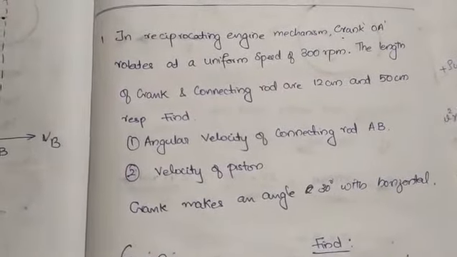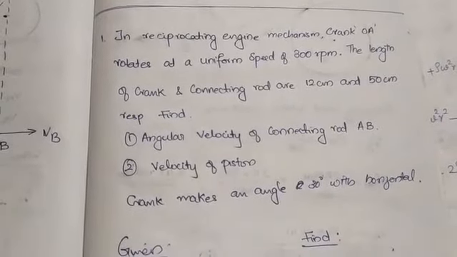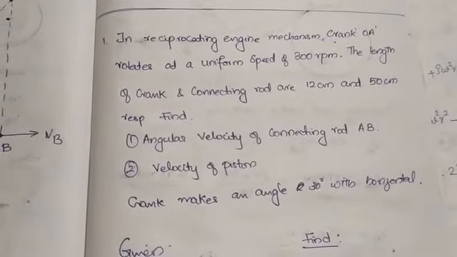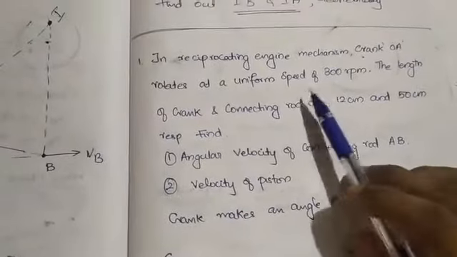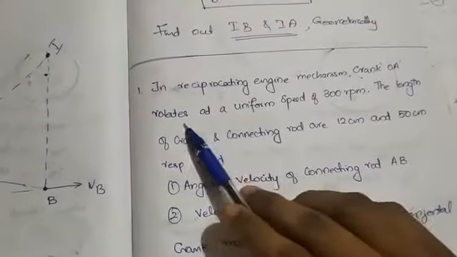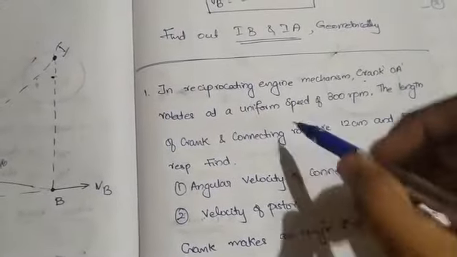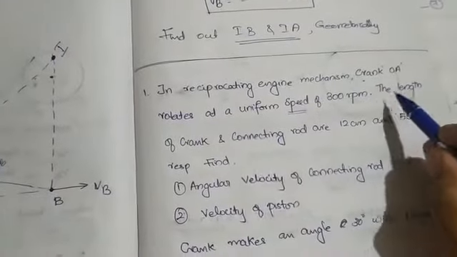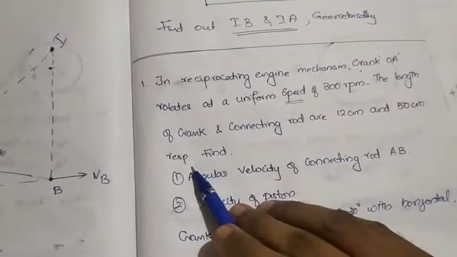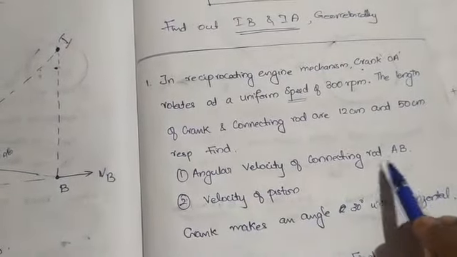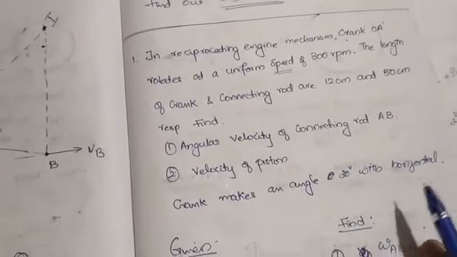We stopped at the concept of reciprocating engine mechanism, and today we will do a problem regarding this reciprocating engine mechanism. So our question is, in reciprocating engine mechanism, crank OA rotates at a uniform speed of 300 rpm. They have given speed. The length of crank and connecting rod are 12 centimeter and 50 centimeter respectively. Find angular velocity of connecting rod AB, velocity of piston. Crank makes an angle 30 degree with the horizontal.